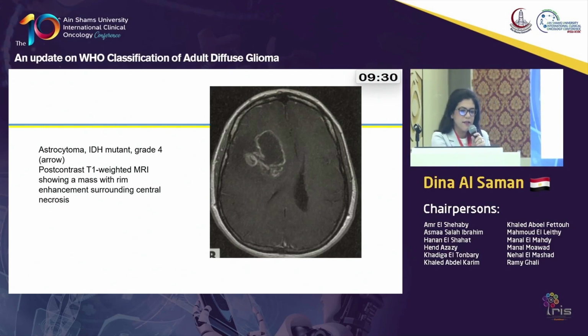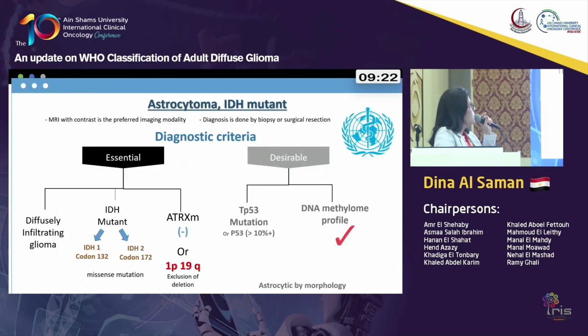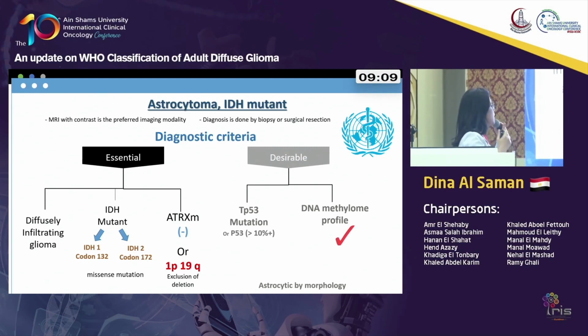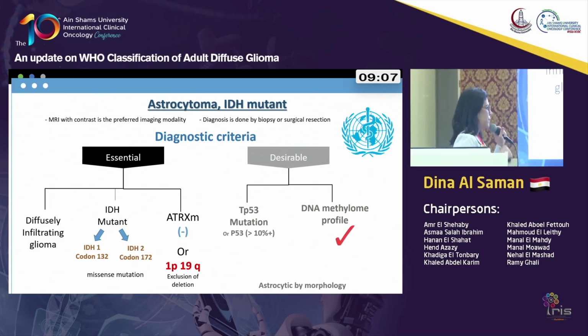And as you can see, there is a mass with rim enhancement, the ring-enhancing mass, the classic one, surrounding central necrosis. Okay. For me, when I receive the biopsy, how am I going to diagnose this case? I have essential diagnostic criteria and desirable diagnostic criteria. My essential diagnostic criteria, firstly, is that I have a diffuse infiltrating glioma under the microscope. This is number 1. Number 2 is that I do further IDH testing, okay?